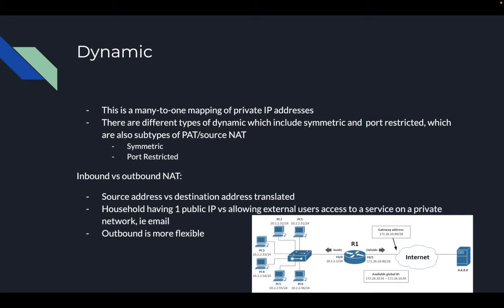So the inbound is basically a household having one public IP, which is where that is going. Again, basically infinite addresses on your private network, and then you get one public IP address, versus allowing external users access to a server on a private network, like a sort of internet email. So if you were outside of that network and you wanted to access that from home and it was a work address, then you would use outbound NAT to get that.